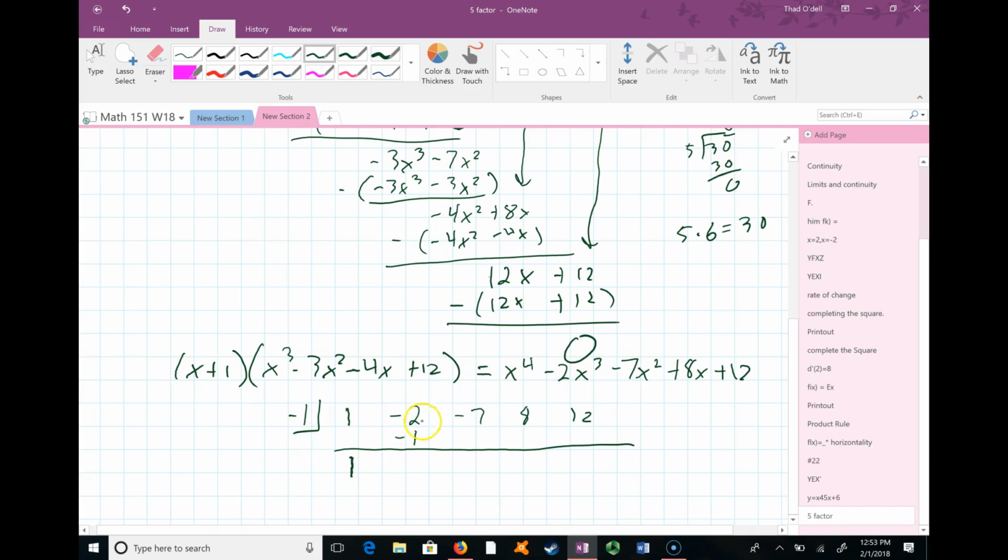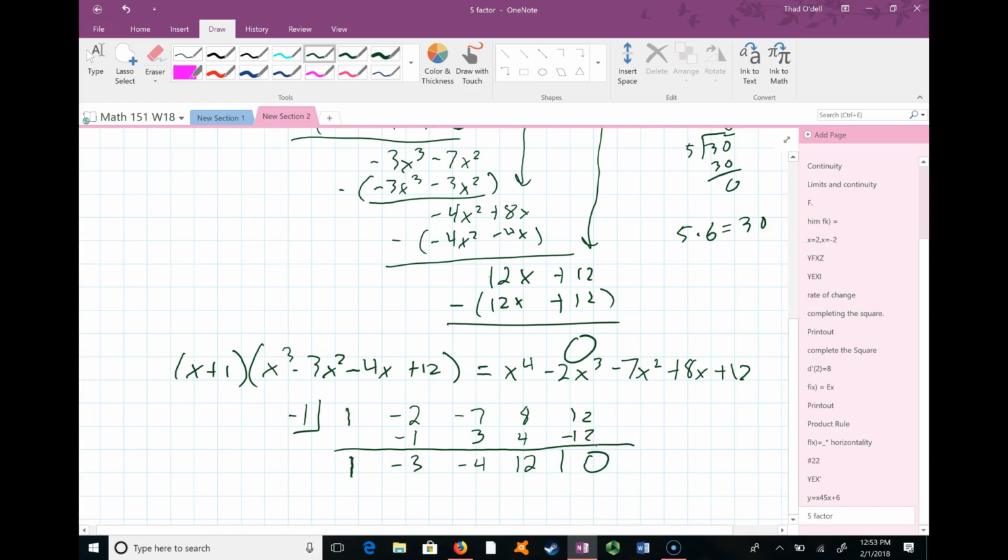Now notice -2 plus -1 is -3. Then I multiply it by the number in the box. -1 times -3 is +3. Then I add again. -7 plus 3 is -4. Then I multiply again. -1 times -4 is +4. Then I add again. That gives me 12. Multiply. -1 times 12 is -12. And I add again and I get 0.